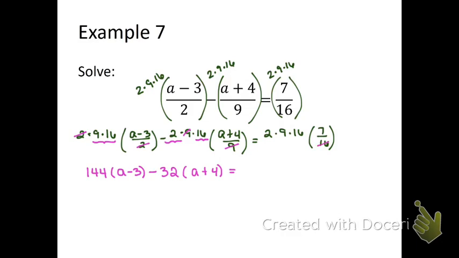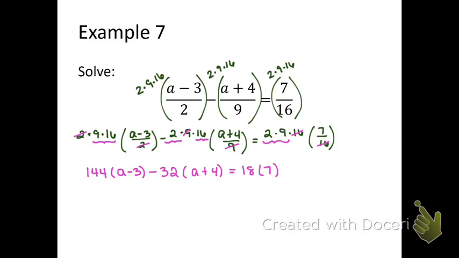Equals, here the 16's are going to cancel, so I've got 2 times 9, which is 18, times the 7 we have left on the inside there. And if you wanted to go ahead and multiply that, you could. I'm just going to save it since I didn't do anything on the others. Alright, now this is looking kind of like example 4, where we just got to get rid of the parentheses.